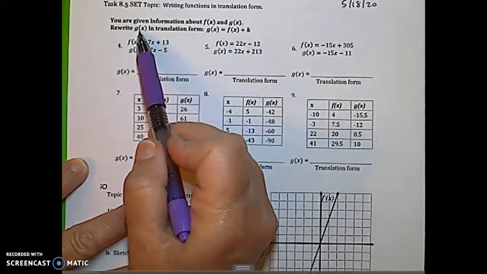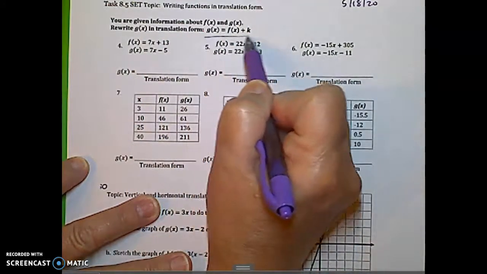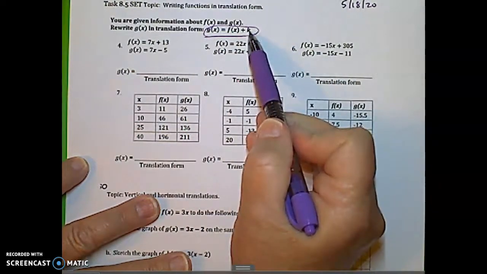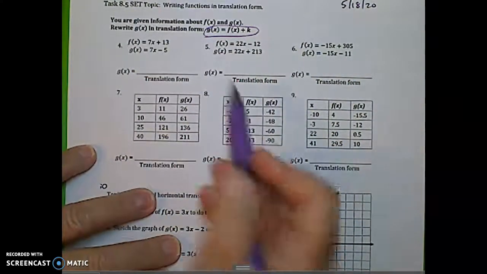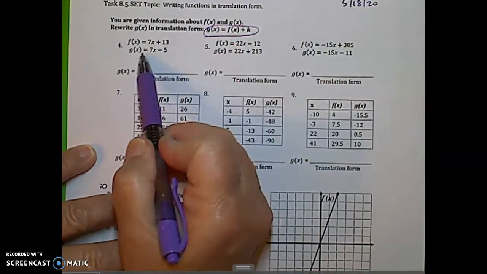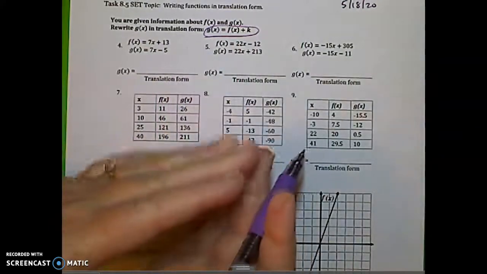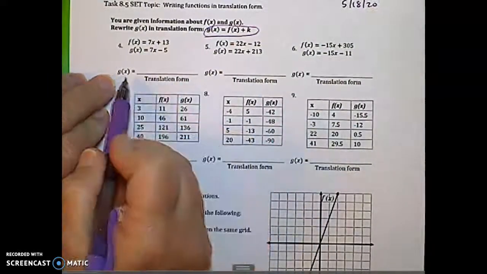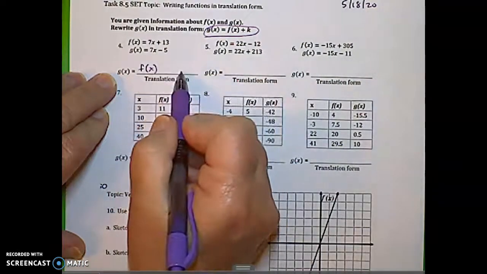We're going to rewrite g of x in translation form, in this form: g of x equals f of x plus k, where k is the vertical translation. k may be positive and it may be negative. So here we go. I have f of x, 7x plus 13. I have g of x, which is 7x minus 5. So how do I get from g of x to f of x? And I need to write it in translation form: g of x equals f of x plus or minus k.